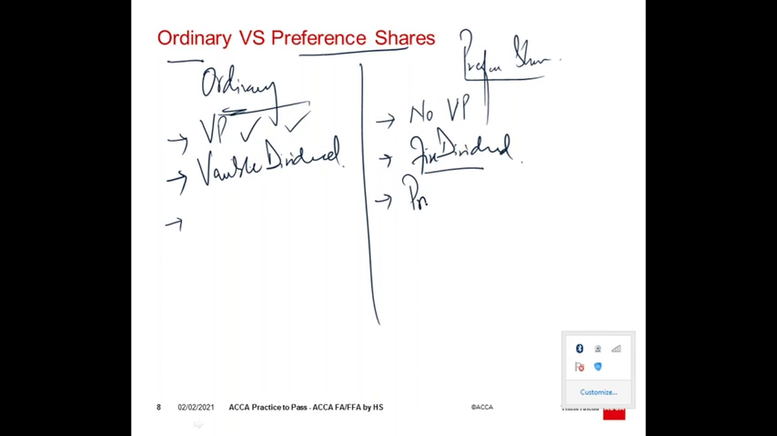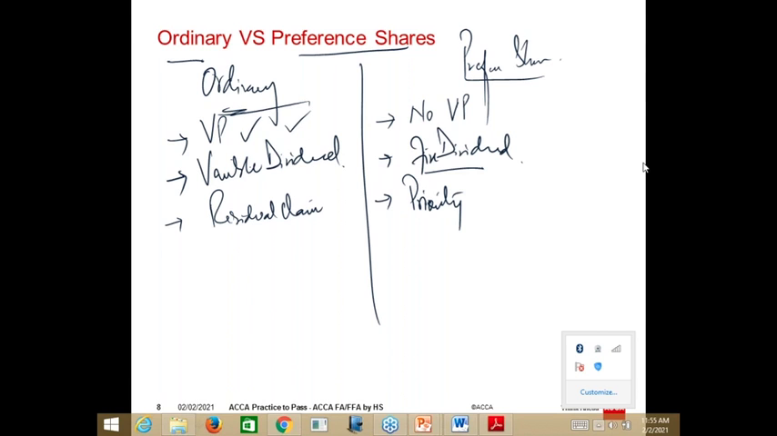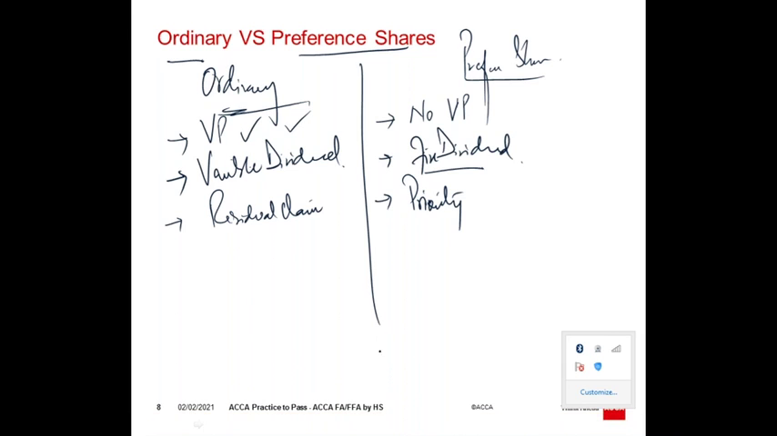Preference shareholders will get the priority in case of distribution of dividend, and ordinary shareholders will get the residual claim. Basically, it means if sufficient profit remains after the distribution to the preference shareholders, then you might get the dividend. So it's not compulsory that all the ordinary shareholders will get the dividend on an annual basis. It all depends on the profit. So these are the three major differences between ordinary shareholders and preference shareholders.